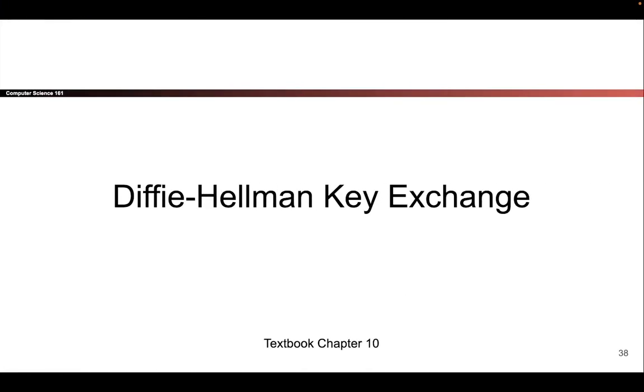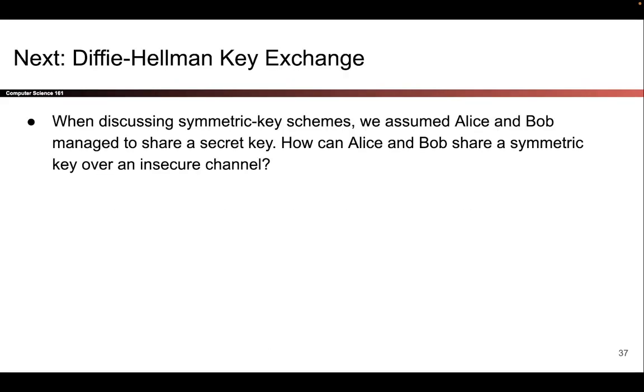The second half of today is all about Diffie-Hellman key exchange. So far, when we've talked about symmetric key schemes, we have always assumed that Alice and Bob have been magically blessed with a secret key that no one else knows. But how do they actually get this secret key over an insecure channel?